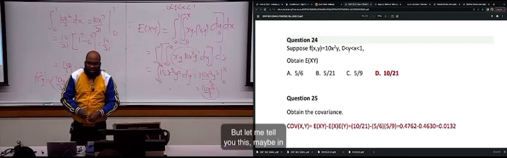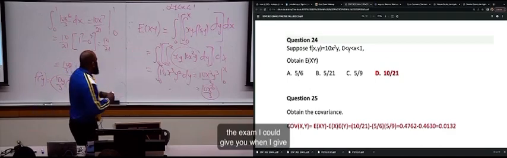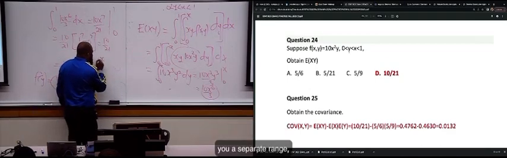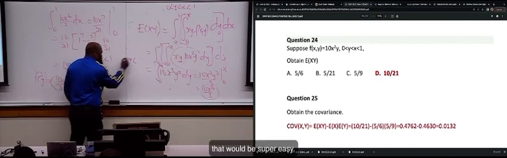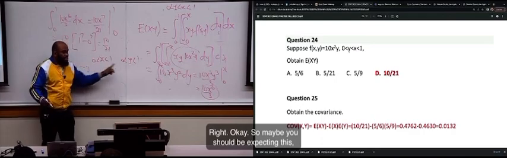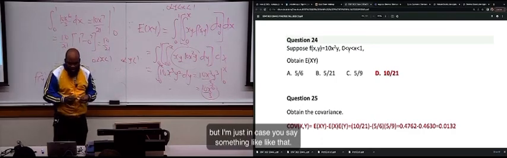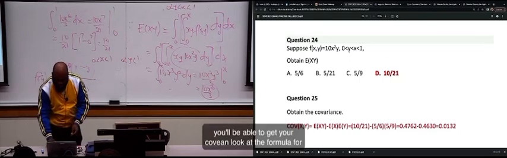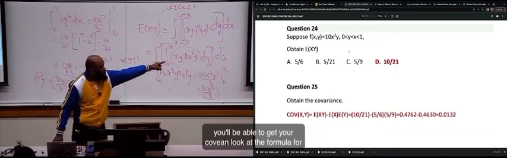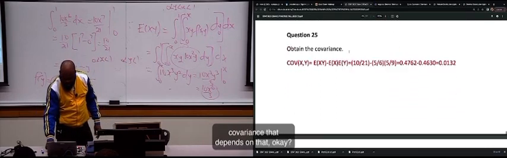You see that? But let me tell you this. Maybe in the exam, I could give you a separate range, which would be super easy. So maybe you should be expecting this, just in case you see something like that. And the moment you get your expectation of a product, you'll be able to get your covariance. Look at the formula for covariance. That depends on that.